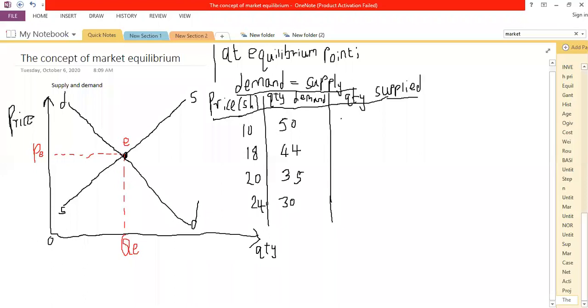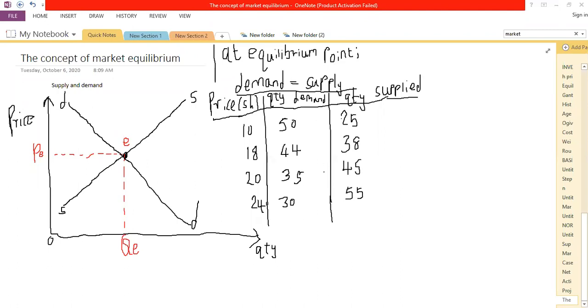Let's say we have an amount of 25 units supplied at a price of shillings 10 per unit. When the price increases to shillings 18, let's assume we are supplying around 38 units. At the price of shillings 20, 45 units are supplied, and maybe at a price of shillings 24 per unit, we have, say, 55 units supplied in the market for the commodity.